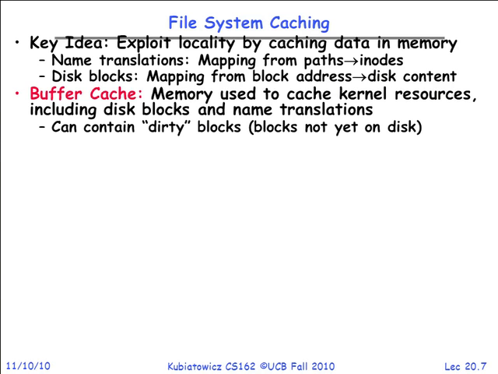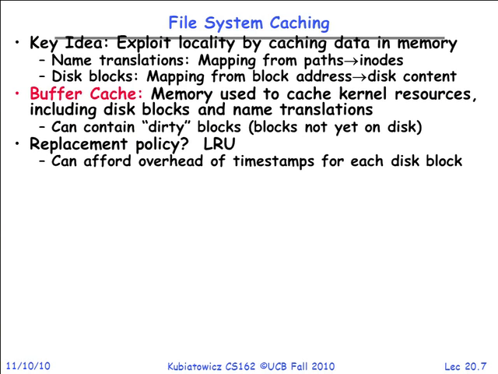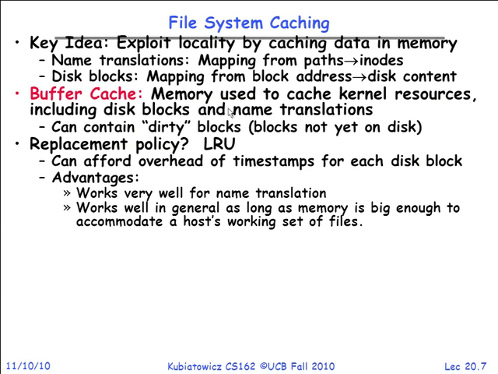Okay, so if you think about your /tmp directory that you have on a Linux system, when you write things in there, if you delete them quickly enough, they may never actually go to the physical disk. Okay, so what's the replacement policy on the buffer cache? It's LRU. And in this case, we can actually do some sort of linked list or timestamps or whatever to get real LRU. And so the advantages of this buffer cache is it's very great for name translation. It works well in general as long as the memory is big enough.